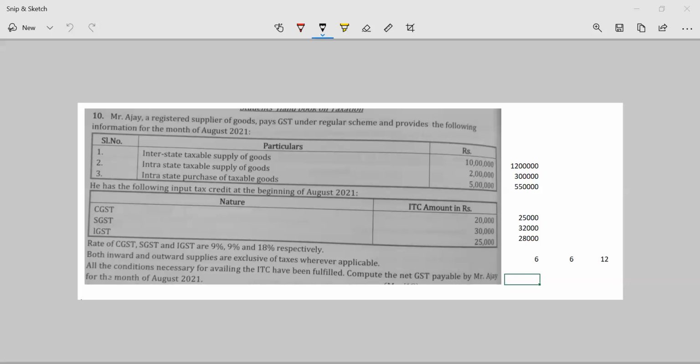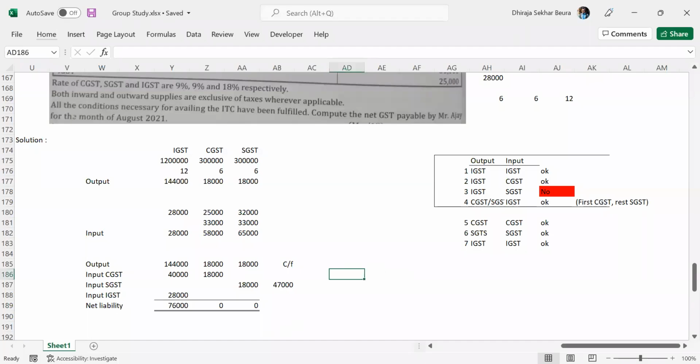No, it is not. Okay. Let me share my screen quickly. You can verify. Sure. If you can see here, just verify now where you have gone wrong. Output is correct. IGST 1,44,000, 18,000, 18,000, 28,000, 25,000, 28,000, 25,000, 32,000. This is also correct. So I got input as IGST is 28,000, 58,000, 65,000.